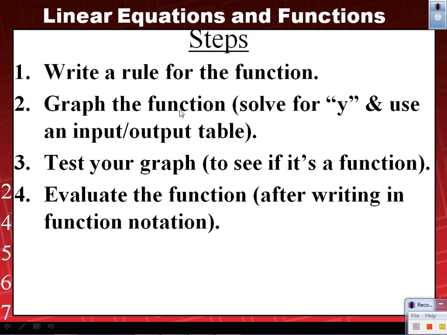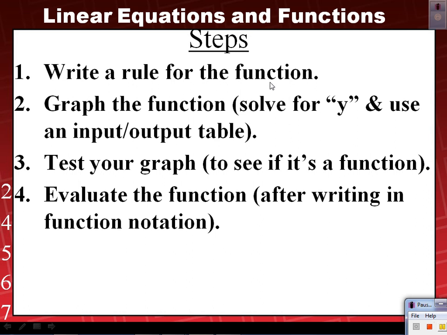We got 4 steps. Write these down, please. Step 1, write a rule for the function. Step 2, graph the function, which means to do what? Solve for y and use an input-output table. That's for graphing. Step 3, test your graph to see if it's a function. And step 4, evaluate the function after writing the function notation. Copy that.